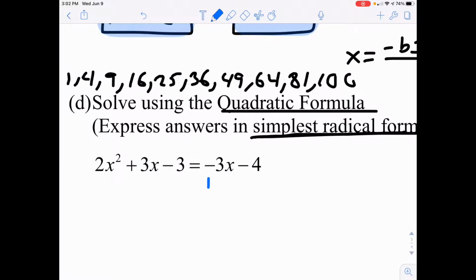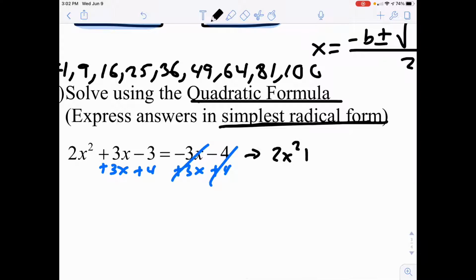Let's see here. I'm going to add 3x to both sides. Add 4 to both sides. And we get 2x squared plus 6x. 3x plus 3x is 6x. And then 3 minus negative 3 plus 4 would be plus 1 equals 0. Where A is 2, B is 6, C is 1.